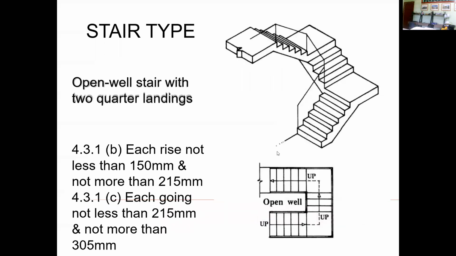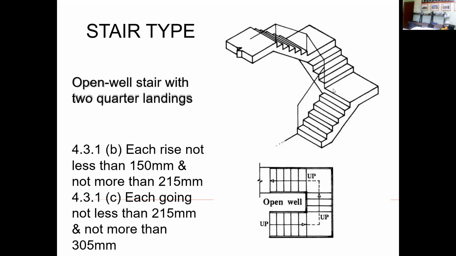Another one is the open well stair with quarter landing. Each riser is not less than 150 millimeters or more than 215 millimeters. 150 millimeters is about 6 inches, so that is the minimum height of a riser. The riser is the distance between one step and the other step. So this is the riser, and this is the tread. The minimum riser height is 6 inches or 150 millimeters, and not more than 215 millimeters.